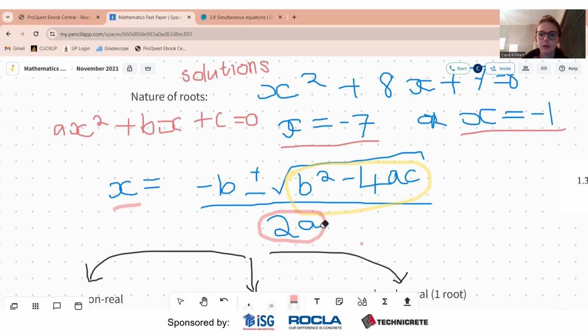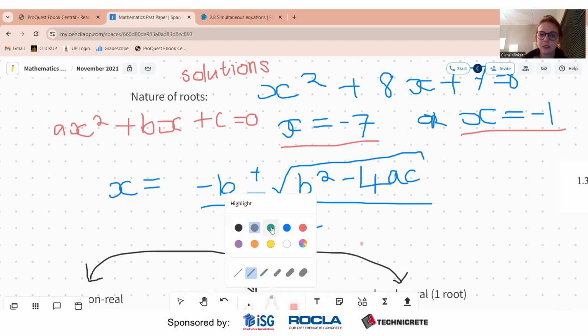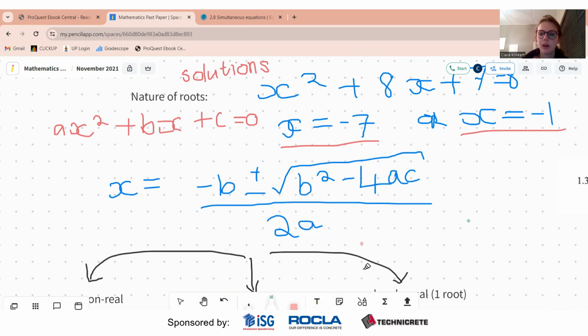So actually, all we are thinking about with nature of roots, all that really matters when we need to think about whether our roots are real, non-real, equal or unequal, is what's underneath the square root. So we will be analyzing this. I will also substitute it into the quadratic formula to show you the relation.